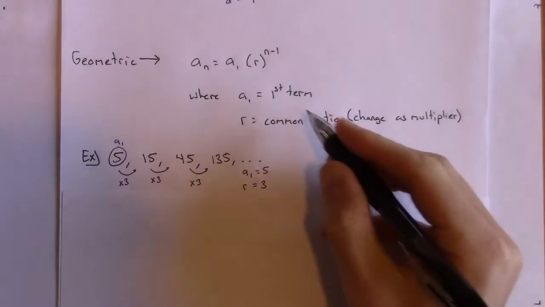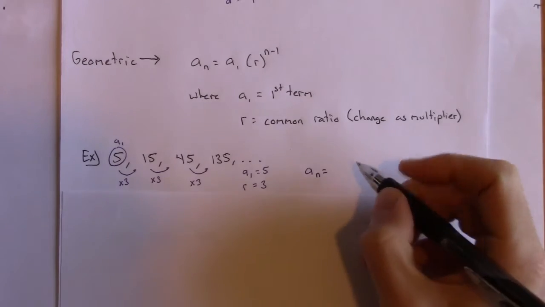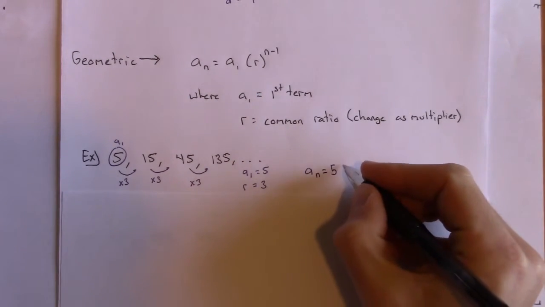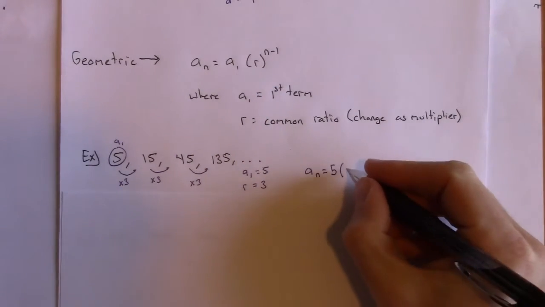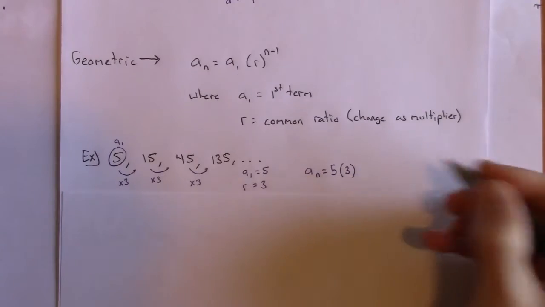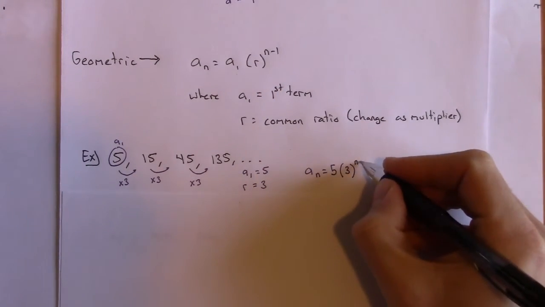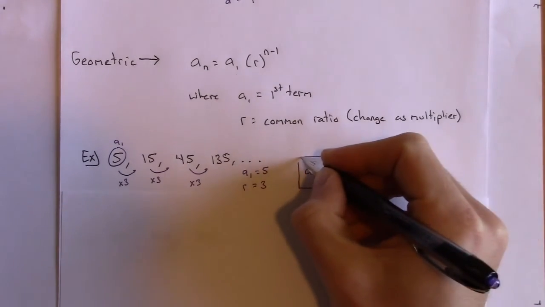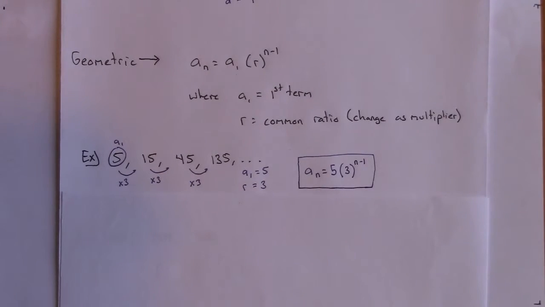So, plugging those into my formula, I'm going to have A sub n is equal to A sub 1, my first term, which is 5, parentheses, R, or my common ratio, or multiplier, which is 3, and then finally my exponent, which is n minus 1. And so that, in its entirety, would be my formula for this sequence right here.